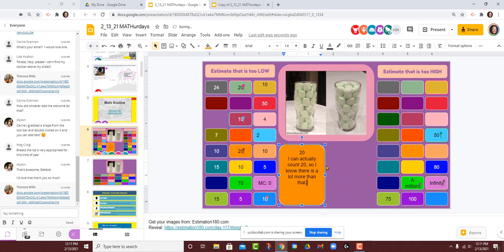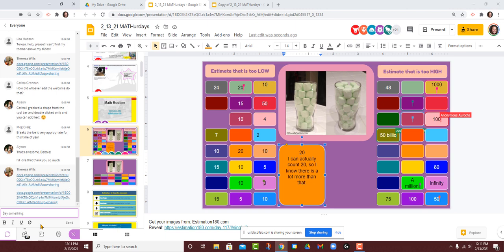Wonderful. Now that we have some thinking here, go over to the too high side. And I'm going to ask that you stick with your same color. So if you used orange previously, then you're going to use orange in the next one. And if you're just joining us, welcome. We are on this link in the chat box. We're down on slide 6, and we're using an estimation 180 routine. Okay.